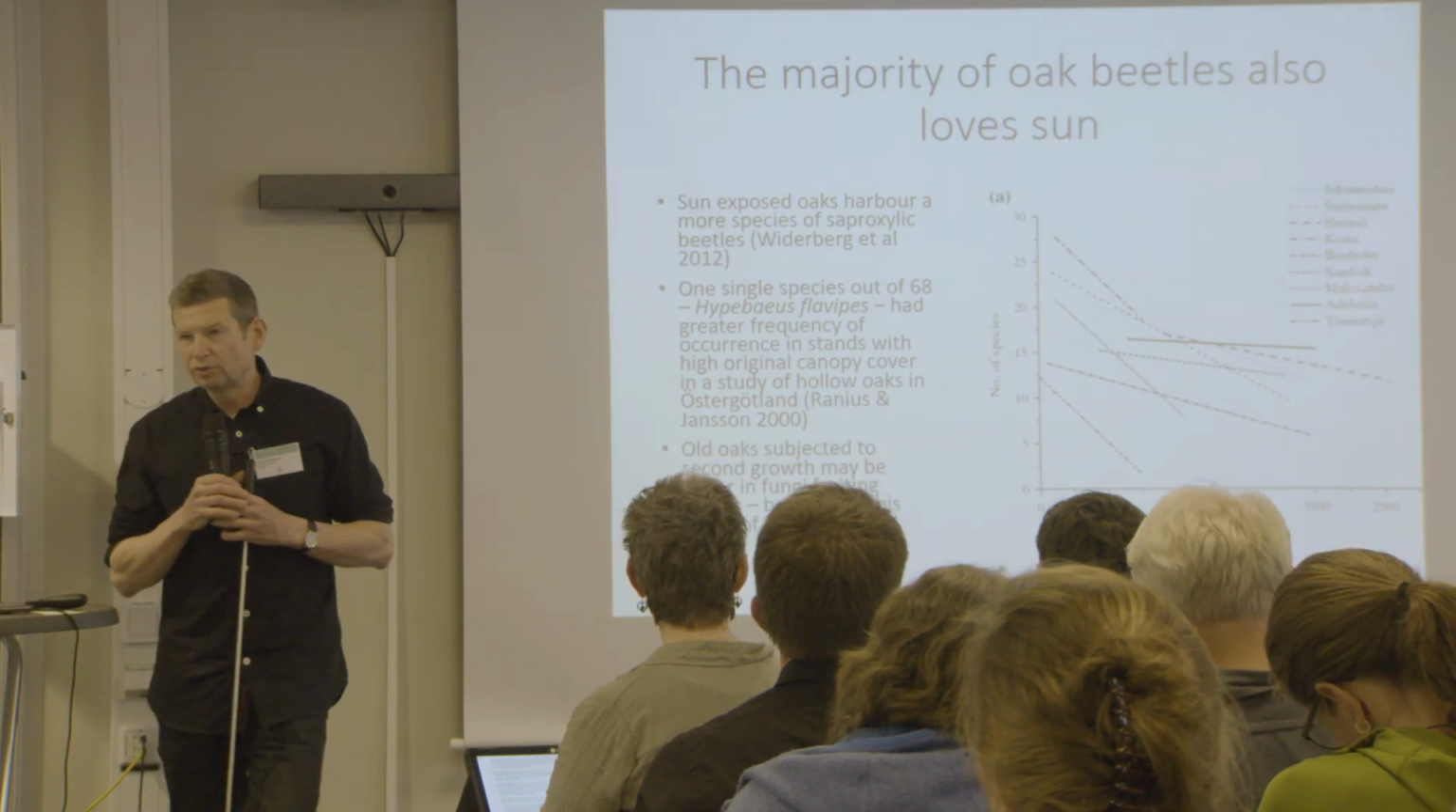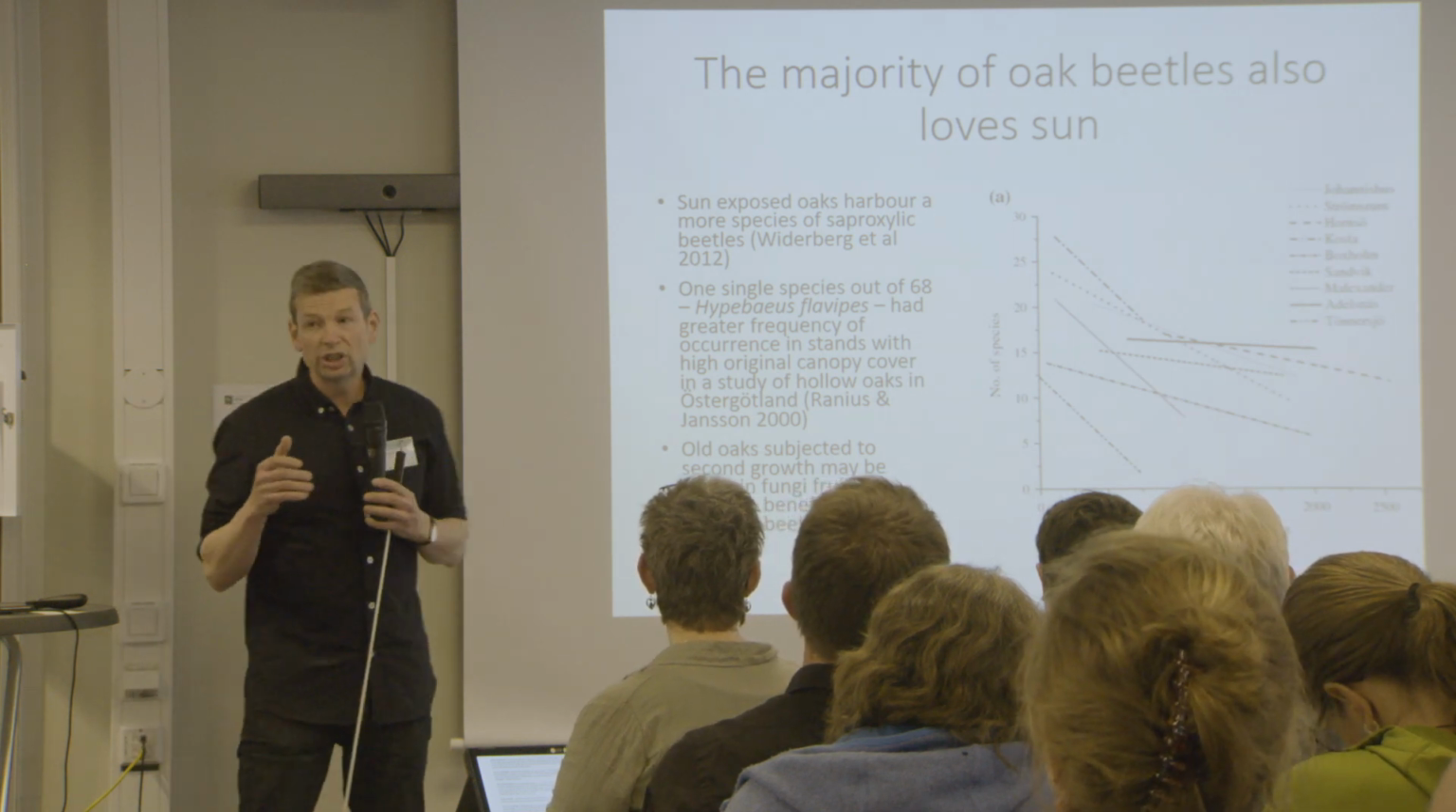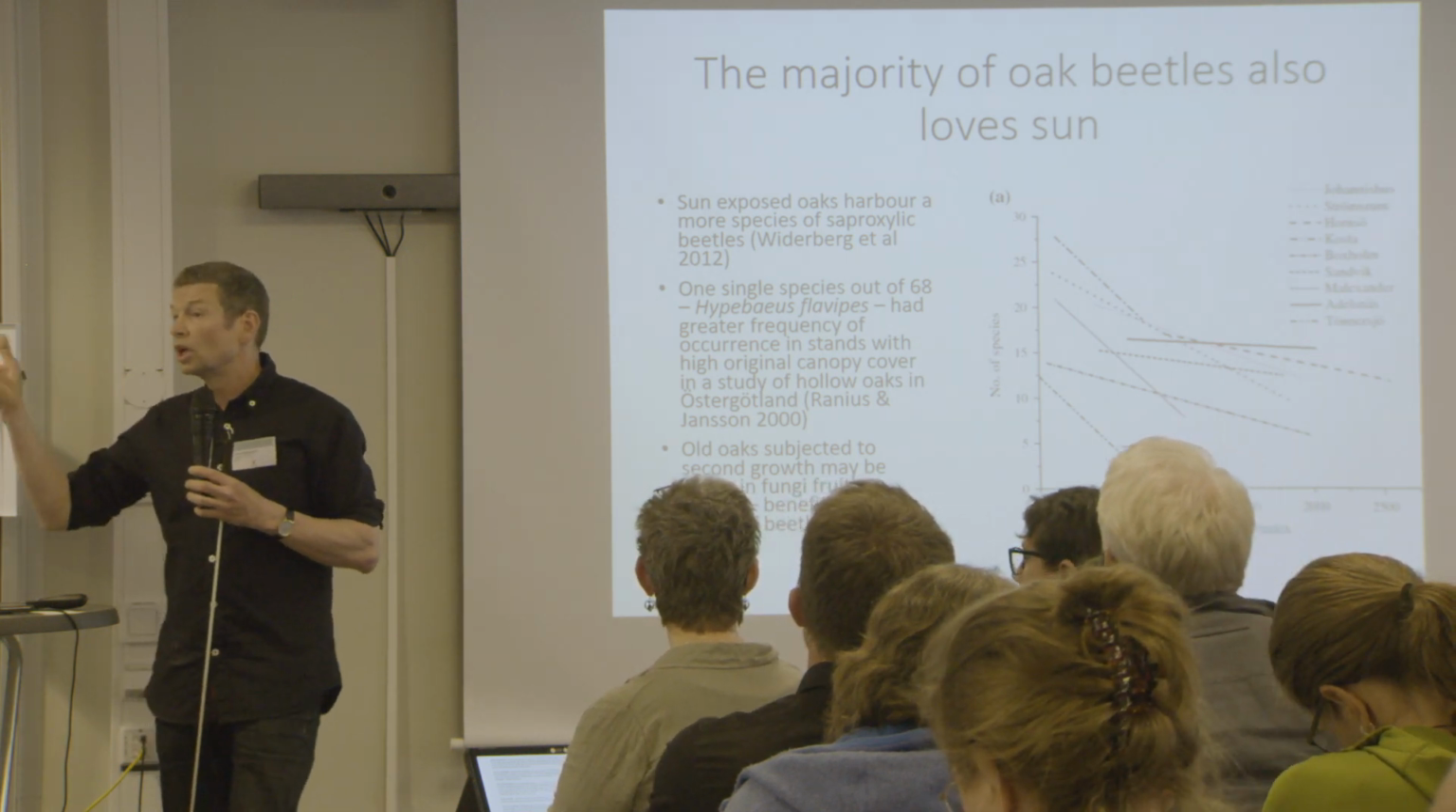One thing to think about is that old oaks subjected to second growth might produce a little bit more fruiting bodies, so of fungi. So these kinds of beetles might be benefiting from a little bit of shade. But in general, they love the sun.